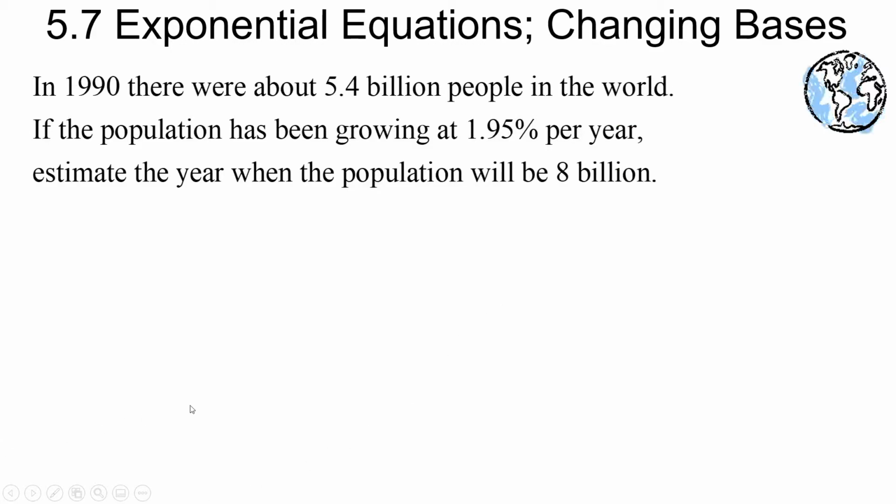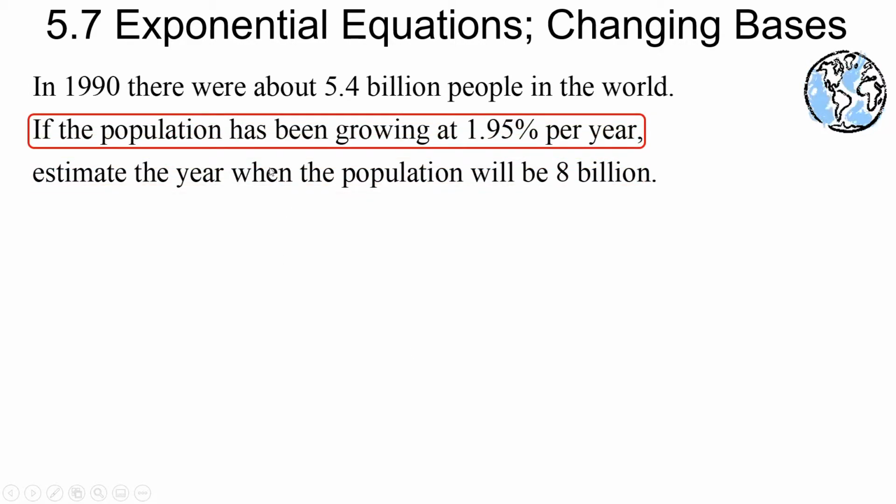In 1990, there were about 5.4 billion people in the world. If the population has been growing at a rate of 1.95% per year, estimate the year when the population will be 8 billion. All right, so this looks like a simple growth here. We're not talking interest here, but think of that formula like that. And that is your A of t equals A sub 0 times your growth factor of 1 plus r to the t power.